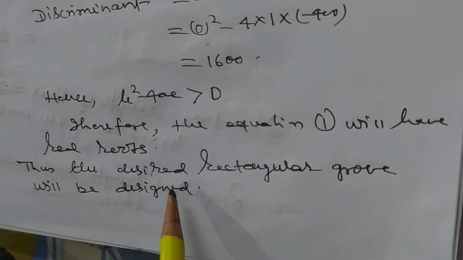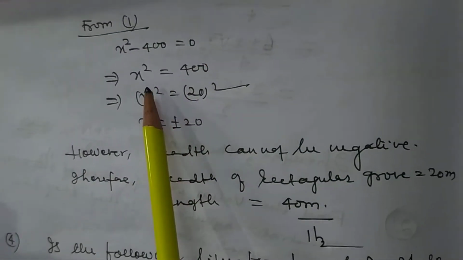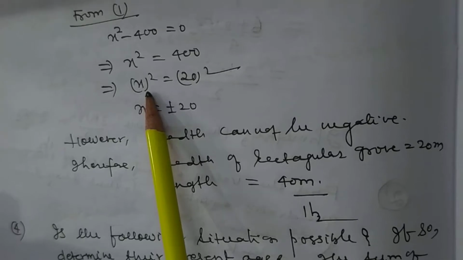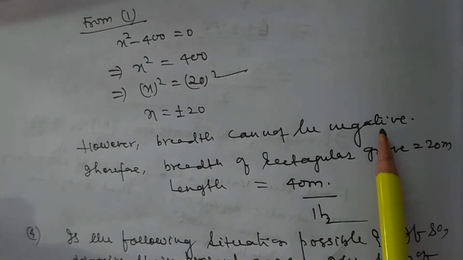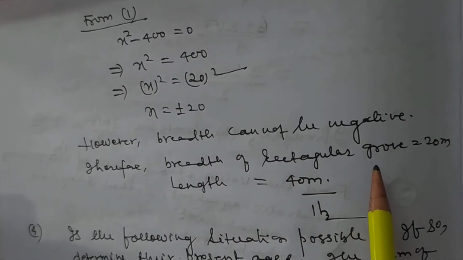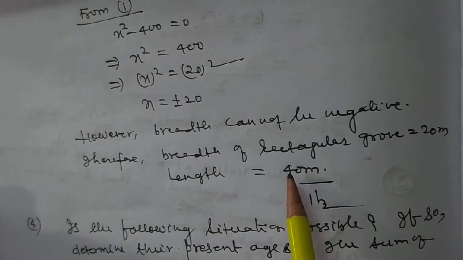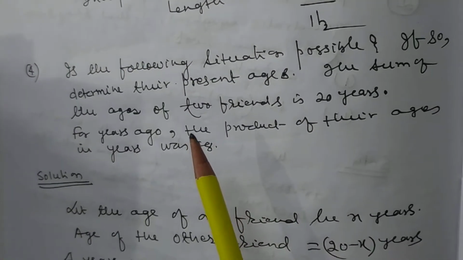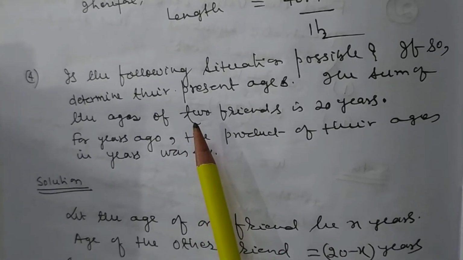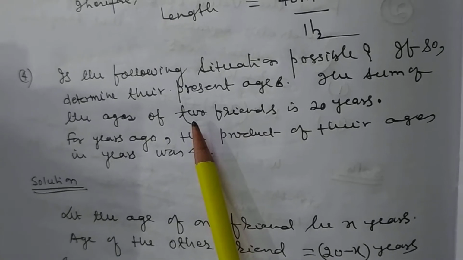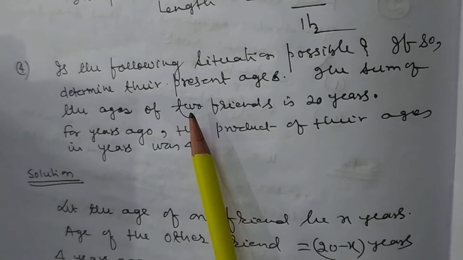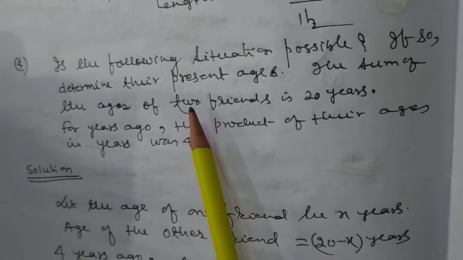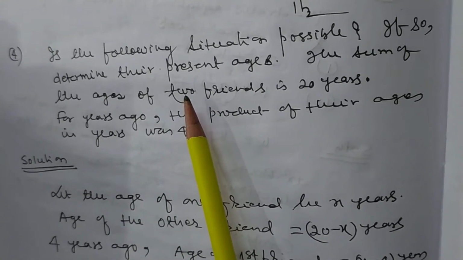Thus the desired rectangular grove will be designed from first: x square minus 400 is equal to 0, x square is equal to 400, x square is equal to 20 square, x is equal to plus minus 20. However, breadth cannot be negative, therefore breadth of rectangular grove is equal to 20 meter and length is 40 meter. So my dear student, in this way we can convert the word problem into quadratic equation, and by finding the value of D, we can conclude that the roots will be real or not.